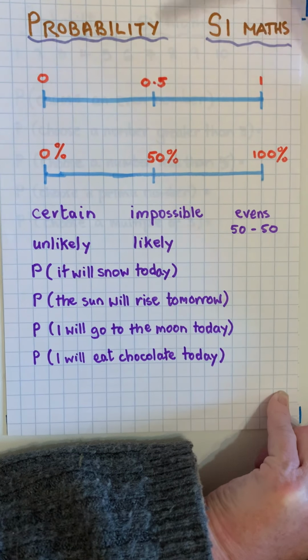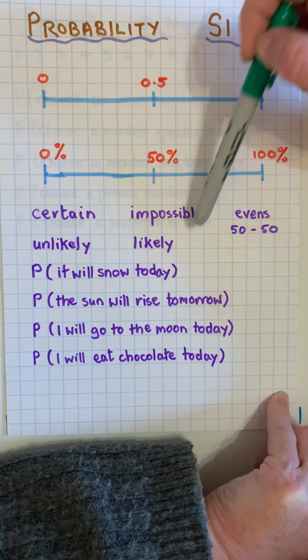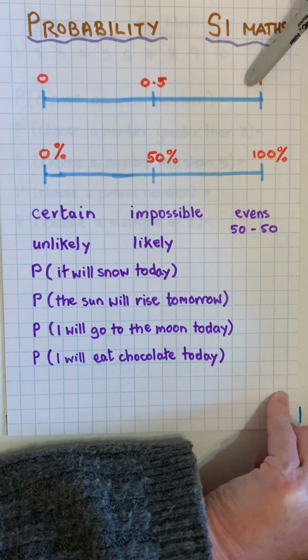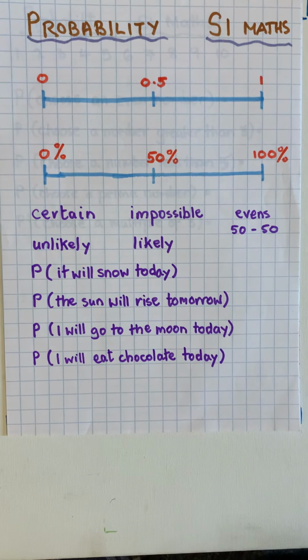If it's very unlikely, it's going to be closer to 0. If it's very likely, it's going to be closer to 1. So very unlikely, very likely. So let's have a look and see what these questions bring up.